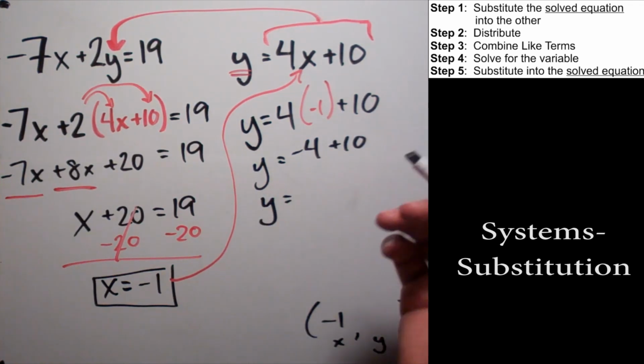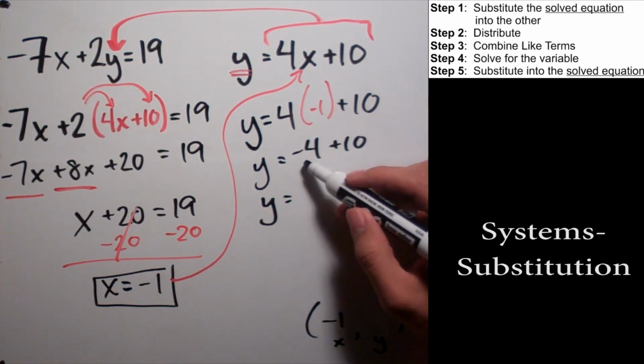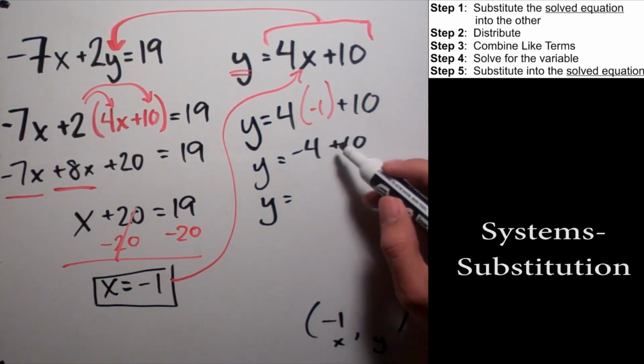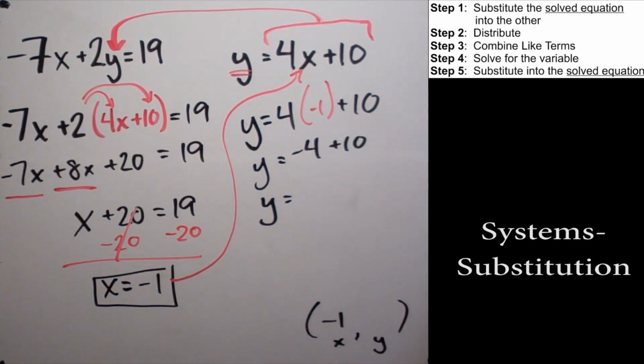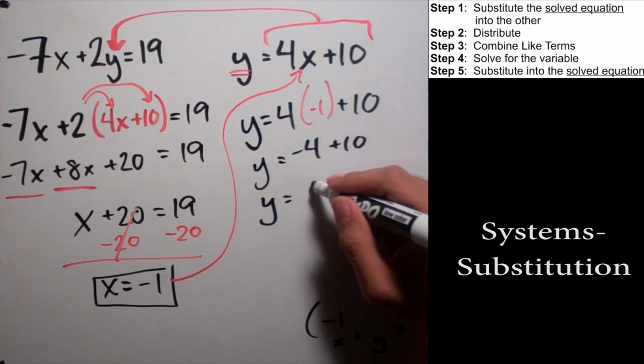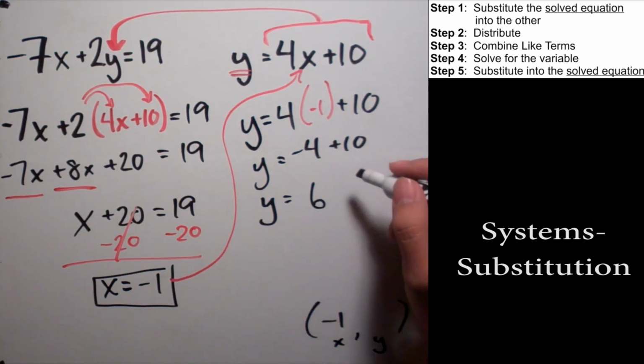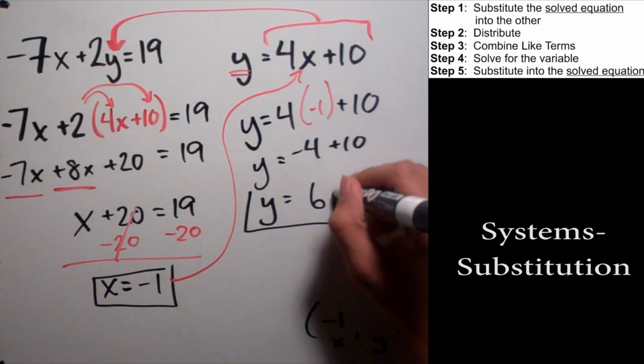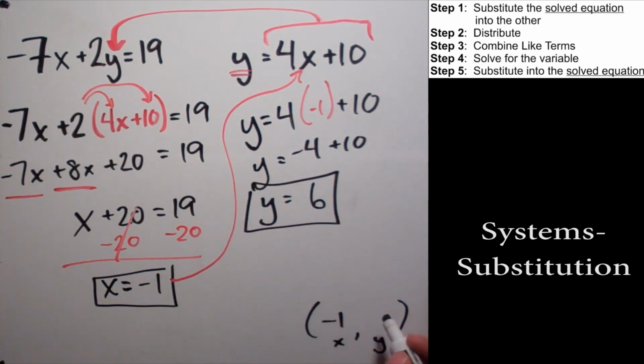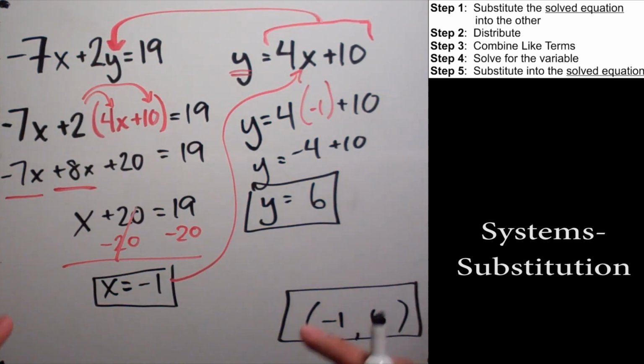And here, this gets into basic integers. Negative 4 plus 10. Different signs, you subtract. That's going to give me a 6. Keep the sign of the bigger number. Bigger number is 10. It's positive. So it turns out that y will be 6. So we're going to have y over here, positive 6. So this means that if I were to graph these two lines, these two equations, they would intersect at the point negative 1 comma 6. So that concludes this example.